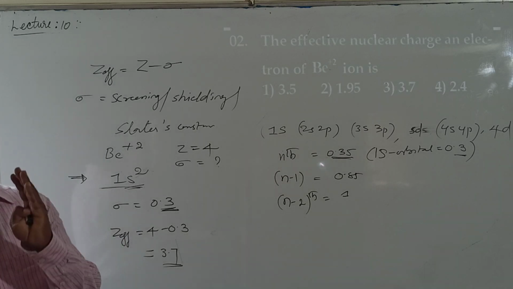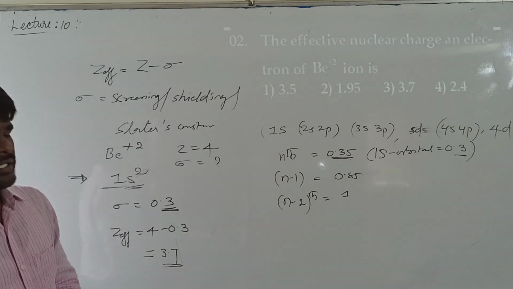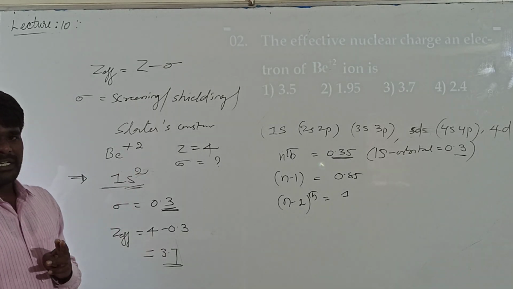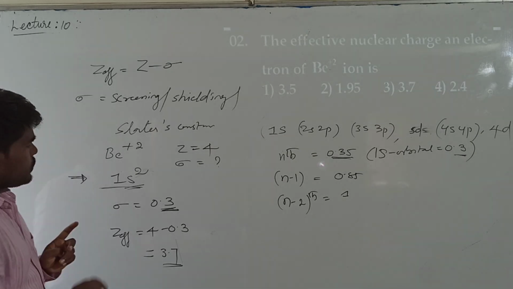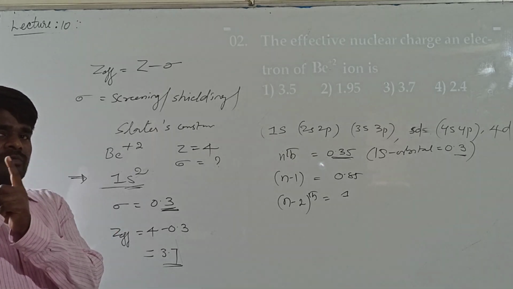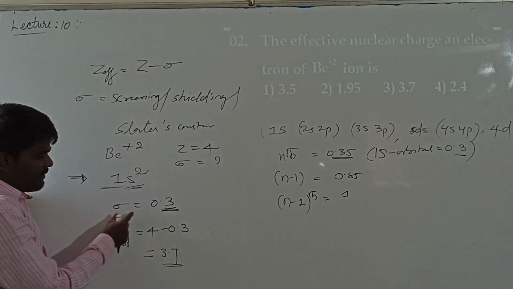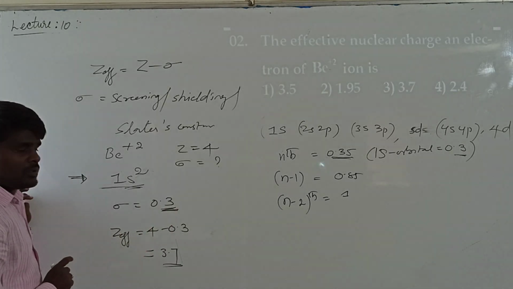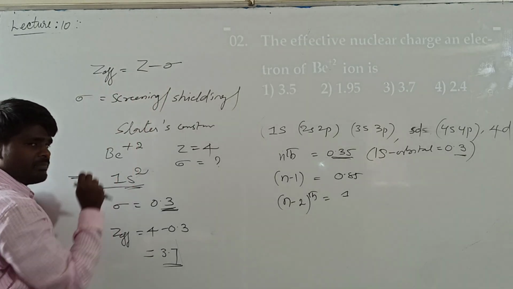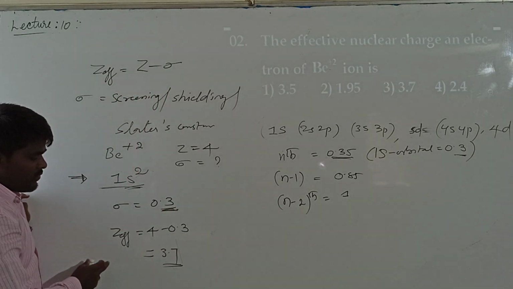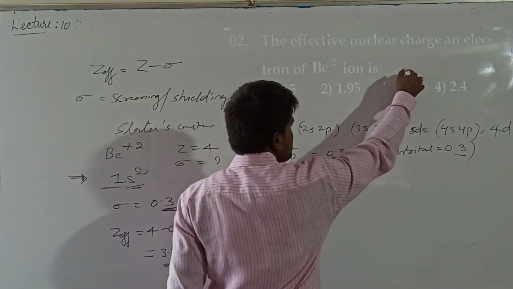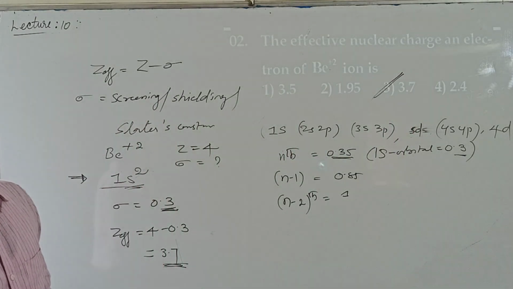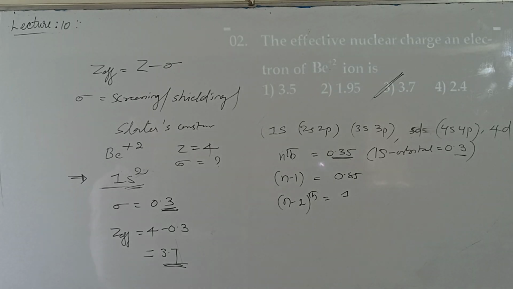Beryllium's atomic number is 4. Actually, there are 4 electrons in beryllium. When it loses 2 electrons, it becomes beryllium plus 2. He is asking us the effective nuclear charge on 1 electron. There are 2 electrons. That means there will be repulsion from 1 electron. So the screening by 1 electron will be 0.3. So Z effective is equal to Z minus sigma. The sigma value is 0.3. So Z effective comes to 3.7. So what is the right option for this? This is your right option. 3.7 is the effective nuclear charge on beryllium plus 2. Hope it is clear.